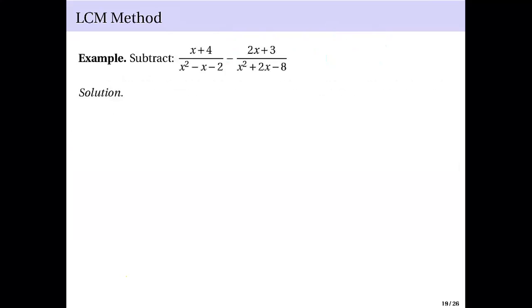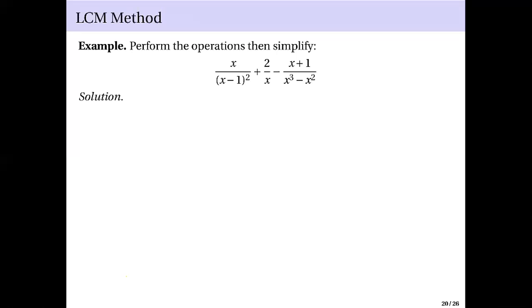So let us look at this first example. Let us now look at this next example: x over (x minus 1) squared, plus 2 over x, minus (x plus 1) over (x cubed minus x squared). For this example, let me do it on the record.